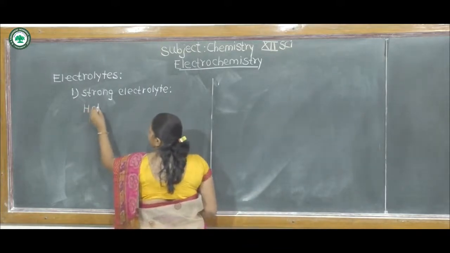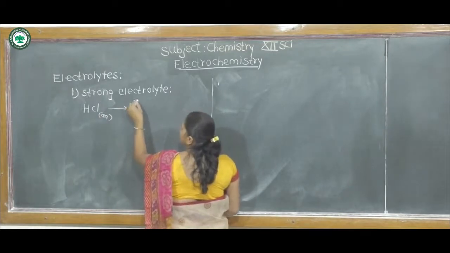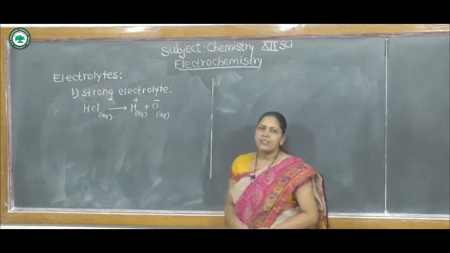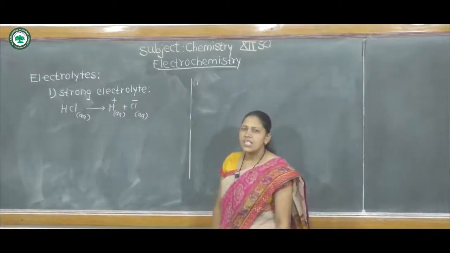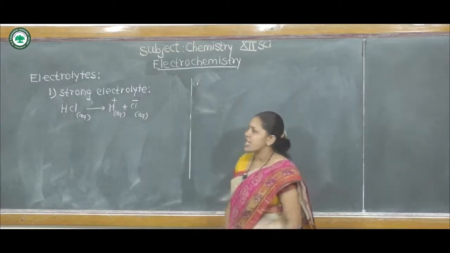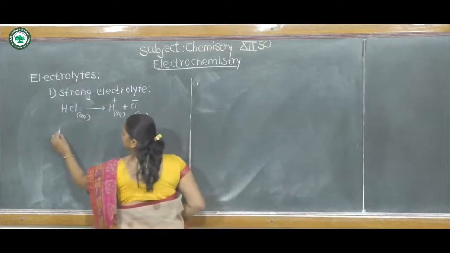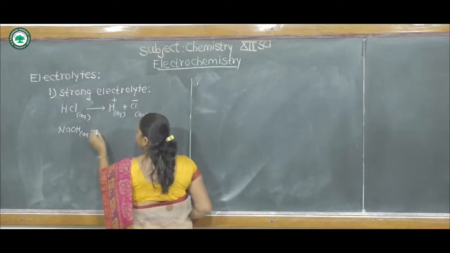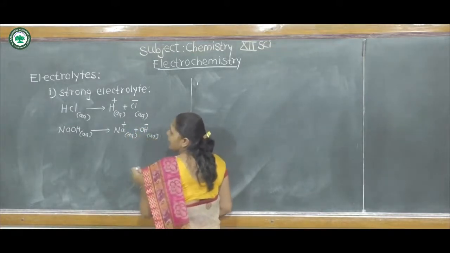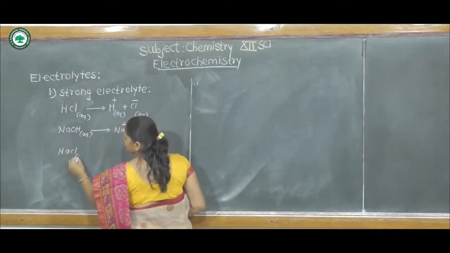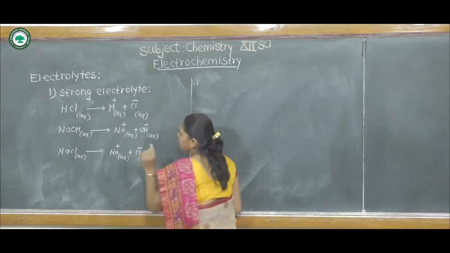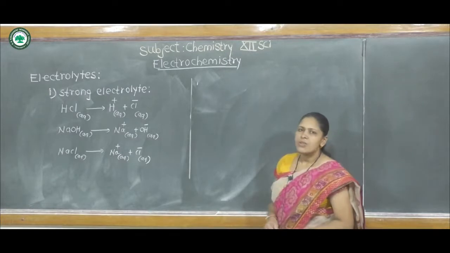For example, strong acid HCl in aqueous solution dissociates into its ions H+ and Cl-. Here dissociation is higher, therefore strong electrolytes are electrolytes which are completely dissociated in aqueous solution. Second example, strong base, that is NaOH, in aqueous solution forms Na+ ion and OH- ion. Then ionic salt such as NaCl forms Na+ ion and Cl- ion. These are a few examples of strong electrolytes.